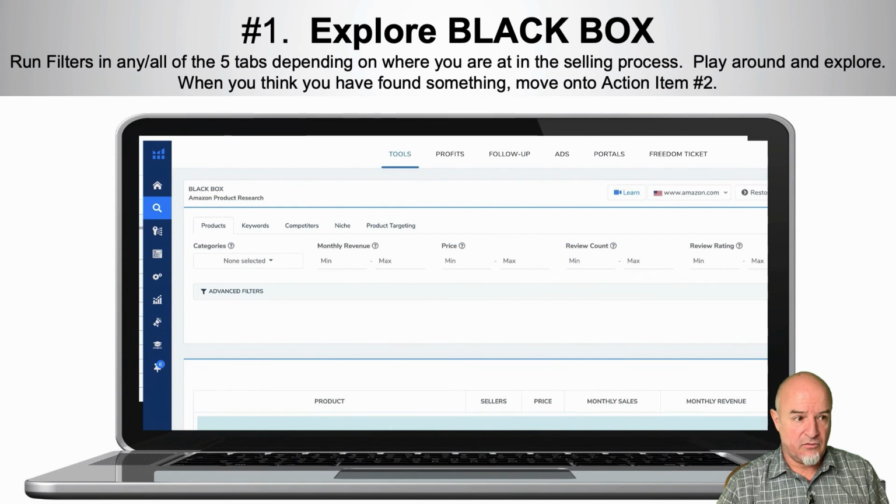And you can really spend hours and hours in here, and you really do need to spend time in here using Blackbox in order to get the most power that it has to offer. Okay, so action item number 1, go ahead and run the filters in any and all of the 5 tabs, depending on where you're at in the selling process. Go ahead, play around, explore, and when you think you have found something, then what you want to do is add that idea to the pie workbook.